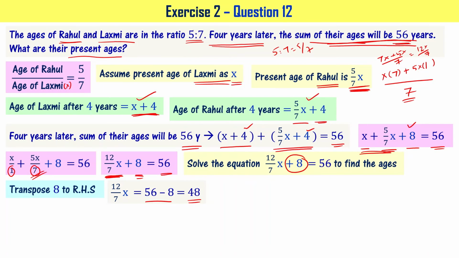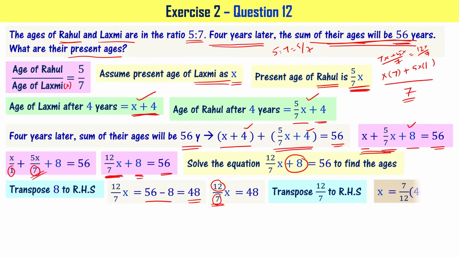Now the equation I have is 12 by 7x equal to 48. Let me transpose this onto the other side. When I transpose, for example, if I transpose 7, it is going to multiply, right? If I transpose 12 here, it is going to divide 48, right? Let's do that. When I transpose 12 by 7 to the RHS, it can be written as x equal to 7 by 12 times 48, right? Since 7 is dividing here, it is going to multiply, and 12 is multiplying here, it is going to divide, right? Now, x equal to 7 by 12 times 48.